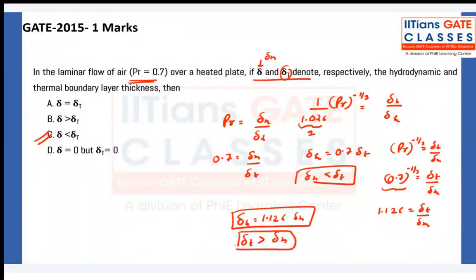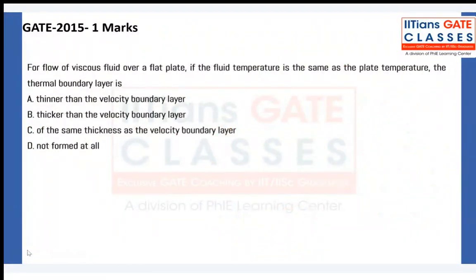Okay. Chalo. Next question. For a flow of viscous fluid over a flat plate, if the fluid temperature is the same as the plate temperature, the thermal boundary layer is, tell me. Fluid temperature and plate temperature are at the same temperature. A thermal boundary layer forms because of the temperature difference. If there is no temperature difference, there will not be any thermal boundary layer. Okay, very nice.